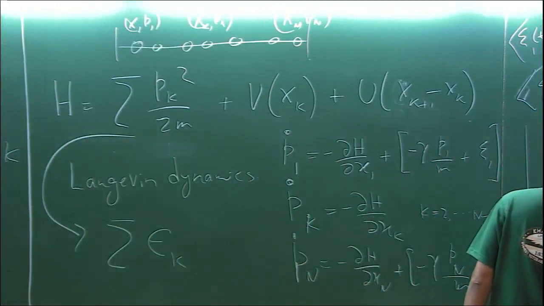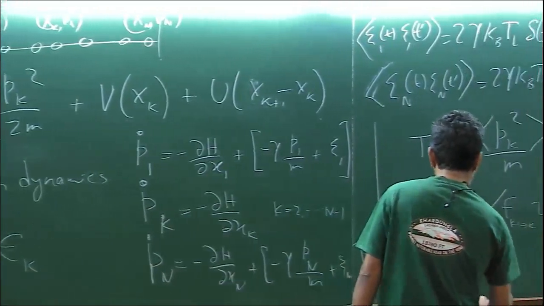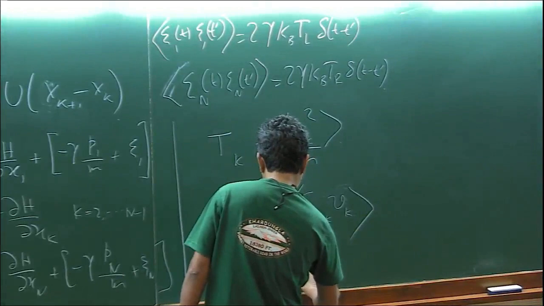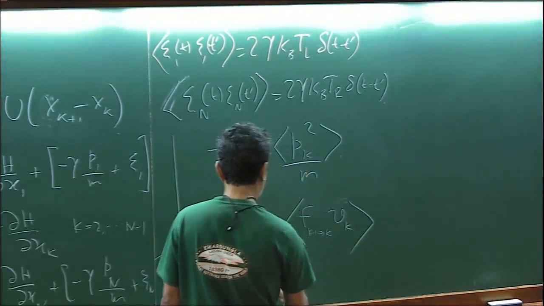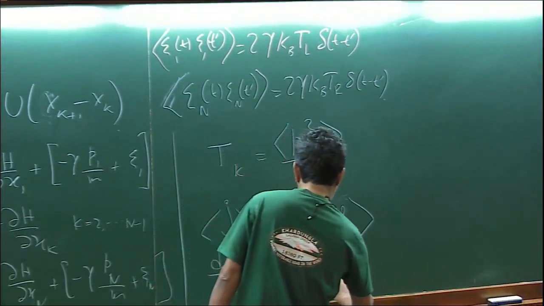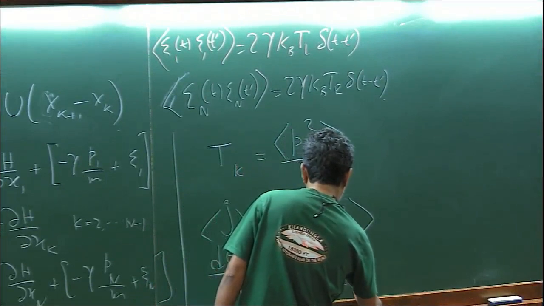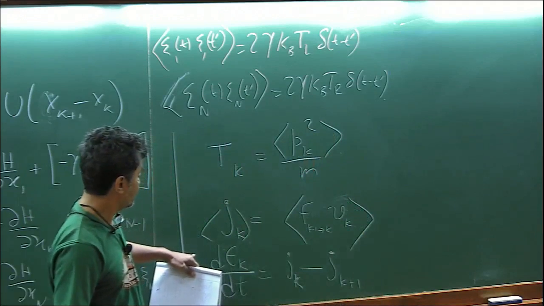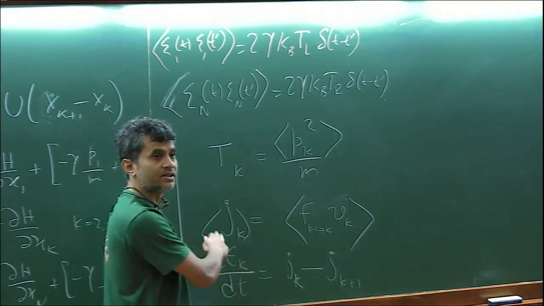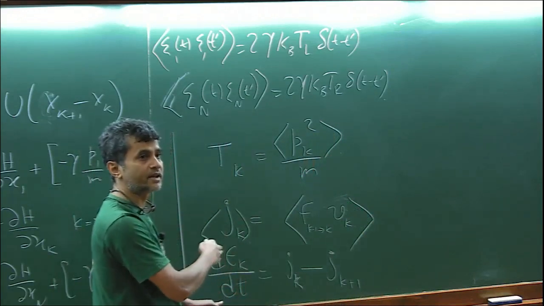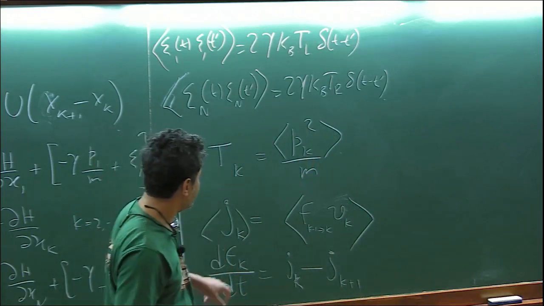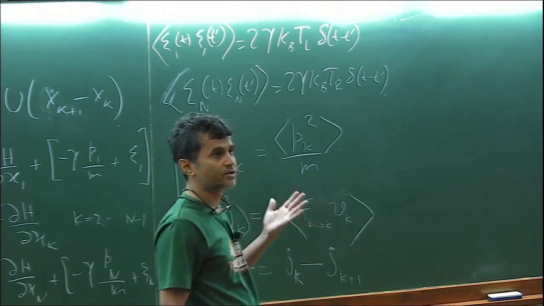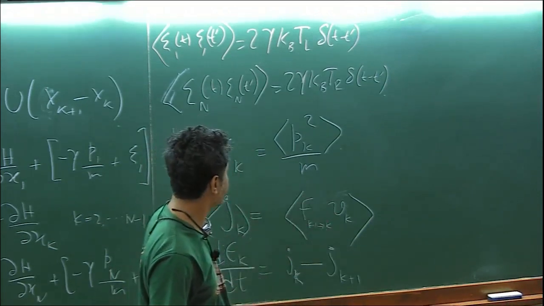So we say del epsilon k by del t is equal to the current flowing into site k from k minus one, minus the current flowing out. If you take an average of this, it's a time derivative, so a time average of a time derivative is zero in the steady state. And so that shows that the current on every bond is equal. Because the current is conserved, at every bond it's equal.